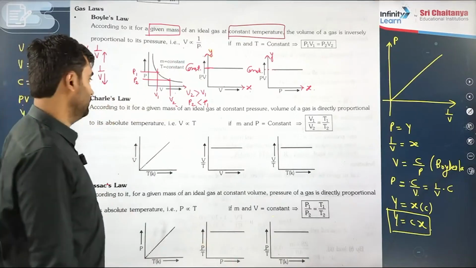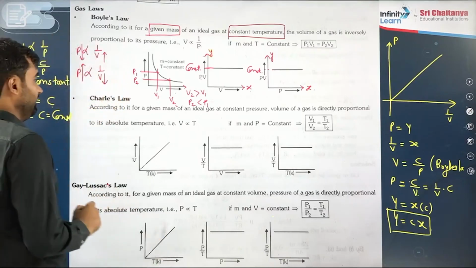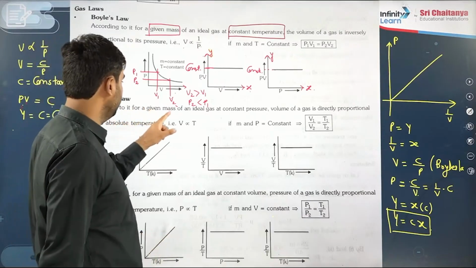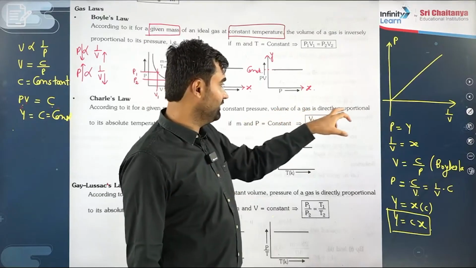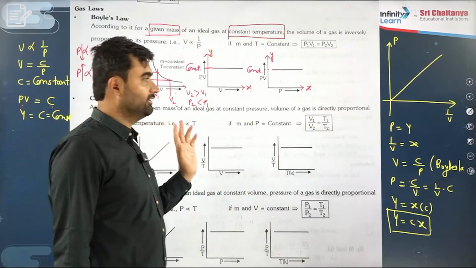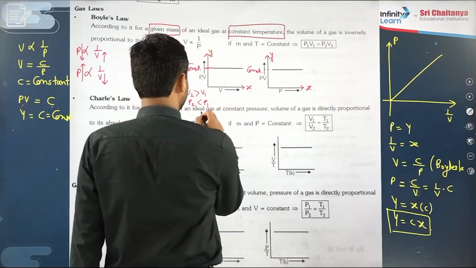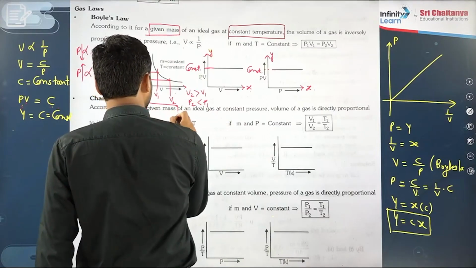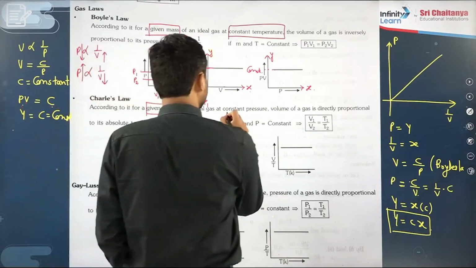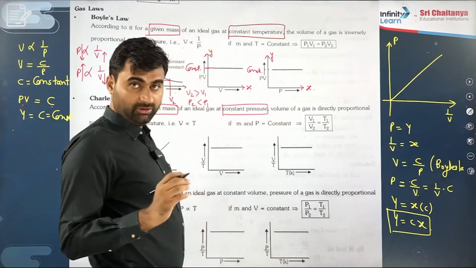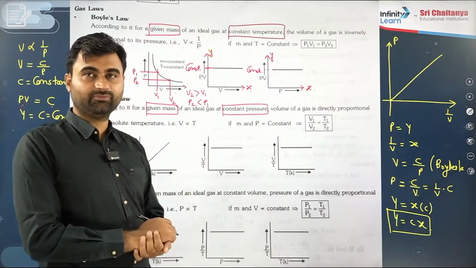Now next is Charles' law. What is the condition? What do you have to mark here? What is the key point here? So the key point is, read the line: according to it, for a given mass of an ideal gas at constant pressure. So this time pressure is constant. Volume of gas is directly proportional to absolute temperature. So this time, what they have given is that constant pressure is there and the given mass is also fixed, right? We are doing the experiment here for a particular amount of ideal gas, okay? And if we maintain constant pressure, then we can say volume and temperature both are directly proportional, right?